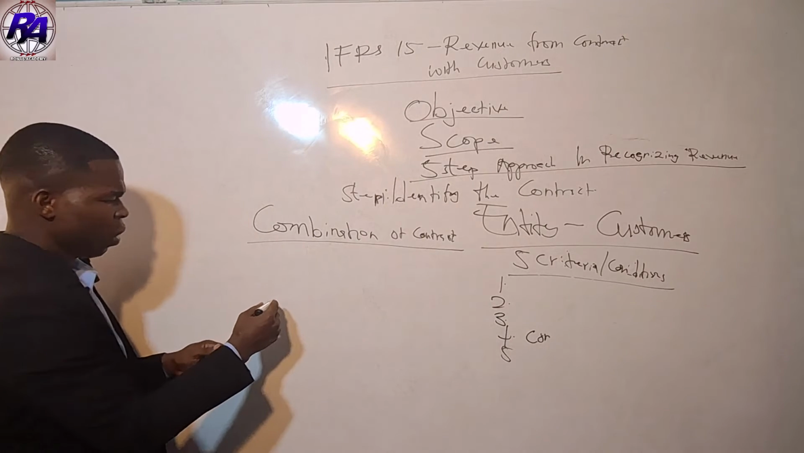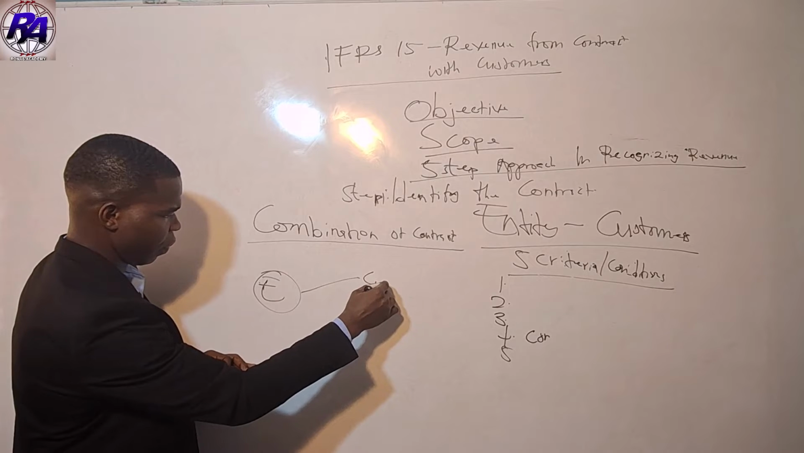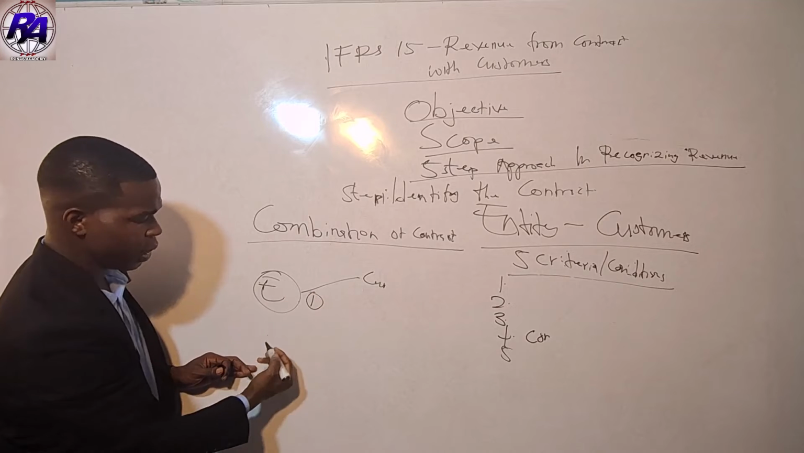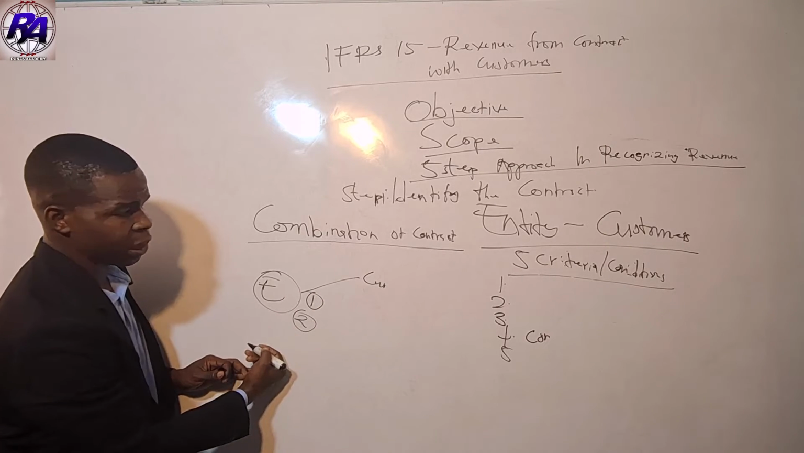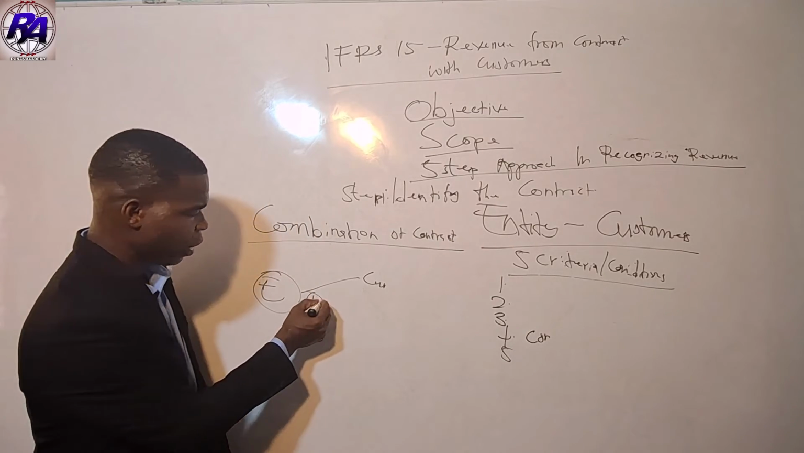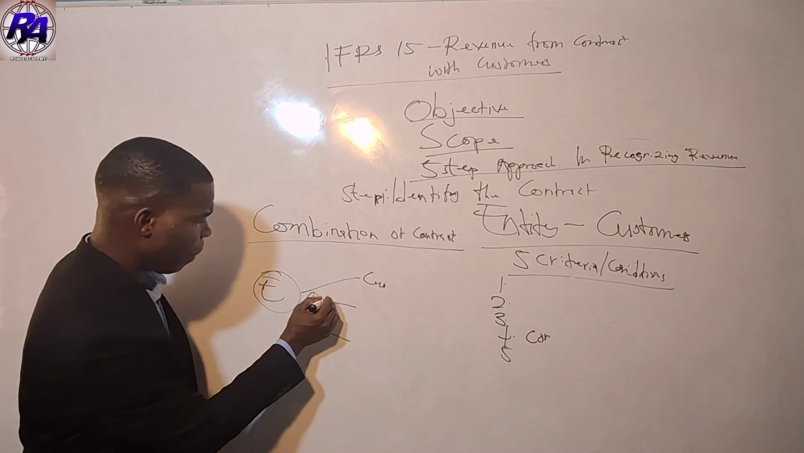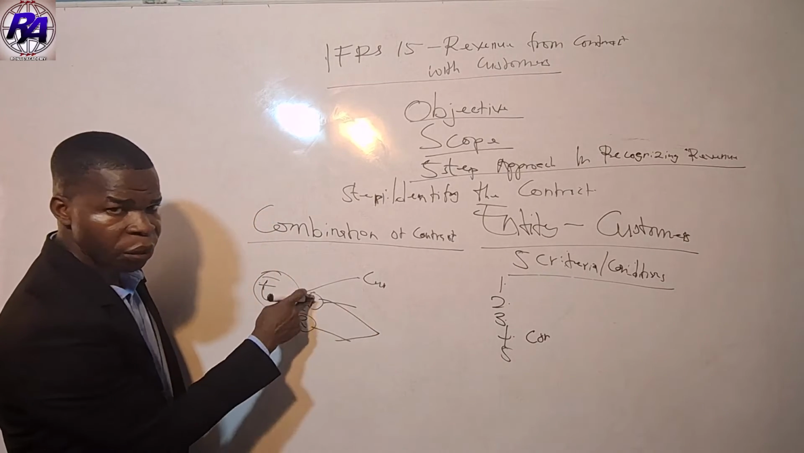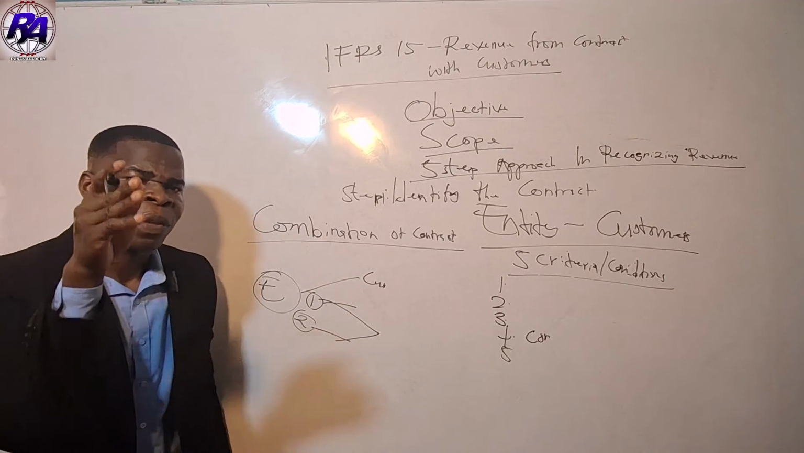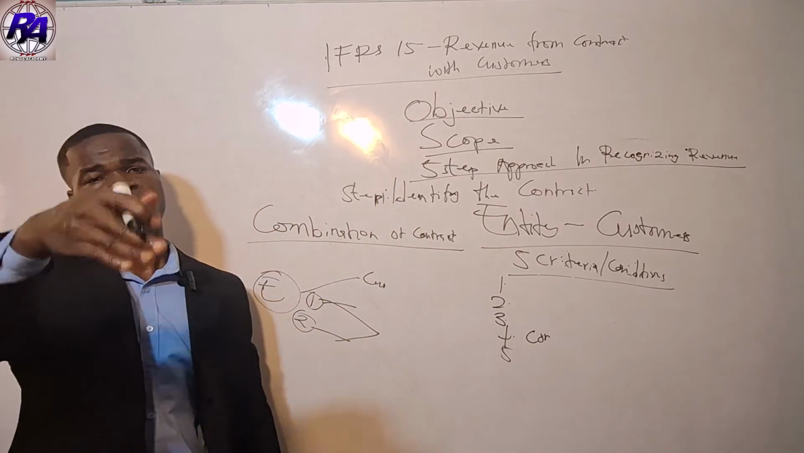So, this is the entity here. This is the customer here. And we have entered into, let's say this is contract 1. This is a separate contract. Instead of applying the provisions of the standard to account for these separately, the standard allows that we can combine these 2 separate contracts and account for them as a single contract when 3 conditions are met, or when certain conditions in the question or in the contract are met.